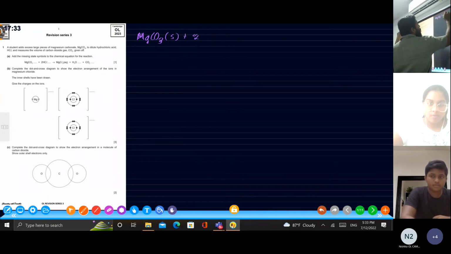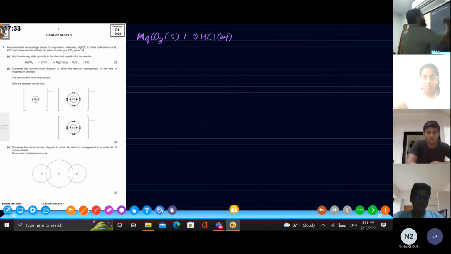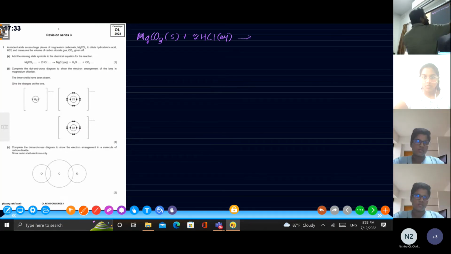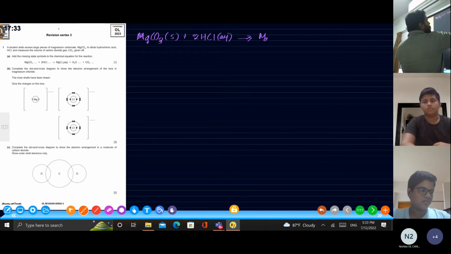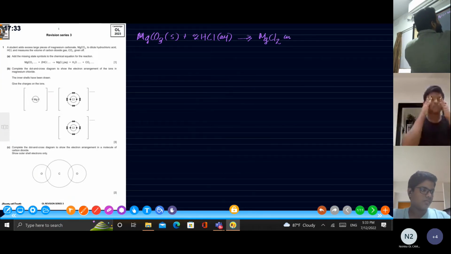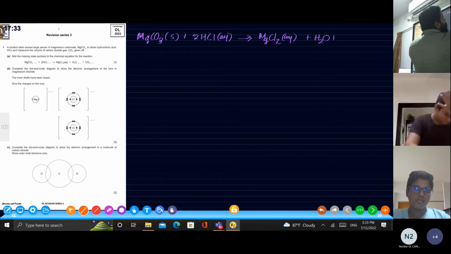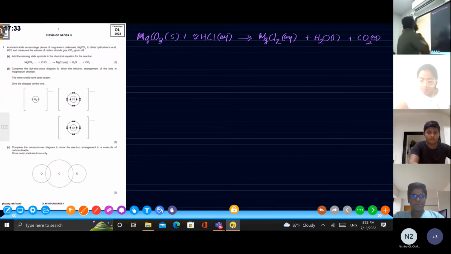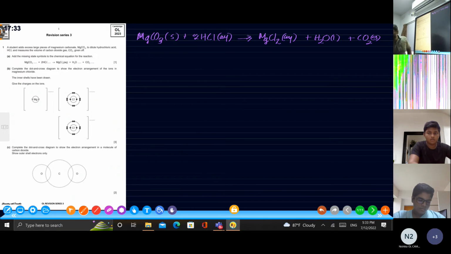Plus 2HCl aqueous. Right? How do you know HCl is aqueous? Acids are soluble in water. Right? Acids are soluble in water. And that will give you magnesium chloride aqueous, anyway they have given it, right? And water, H2O liquid, and you know that carbon dioxide is a gas. So if all physical states given are correct, you get 1 mark.